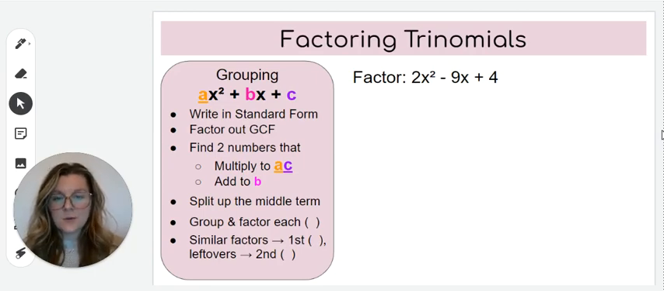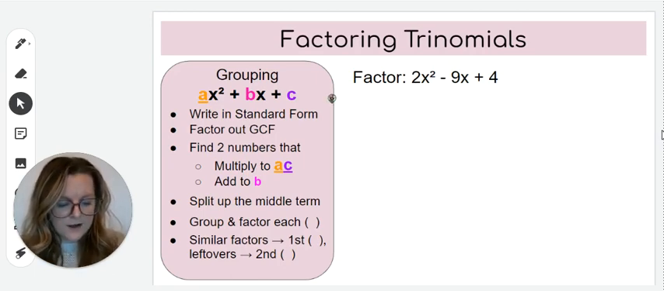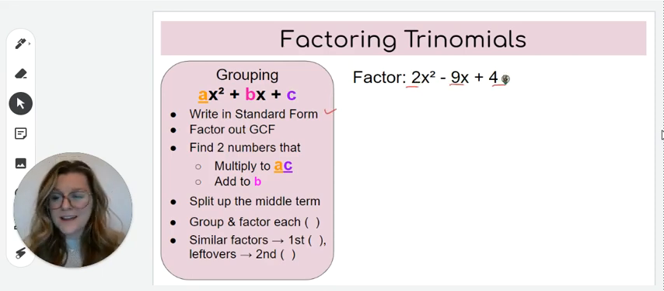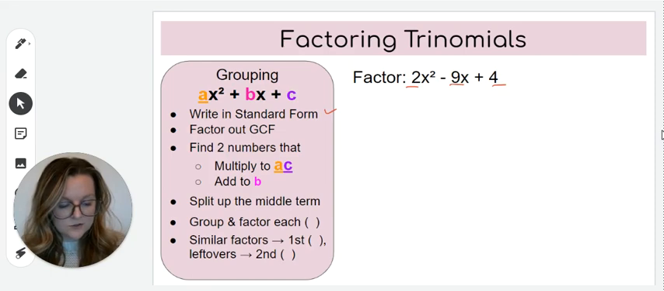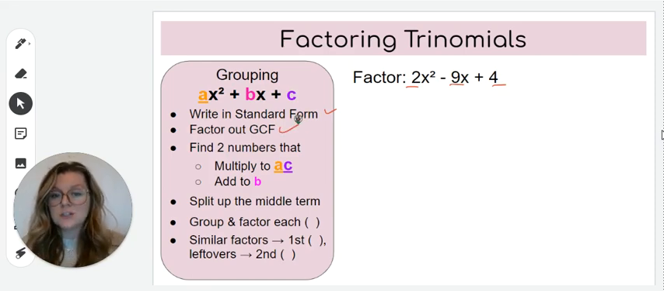Everybody, in this video we're going to do another example using factoring by grouping. Okay, so again, really quickly, write in standard form. This one is factor out the greatest common factor between 2, 9, and 4. I can't divide out any numbers, so I also do not have a greatest common factor. Now we get into the regular grouping process.